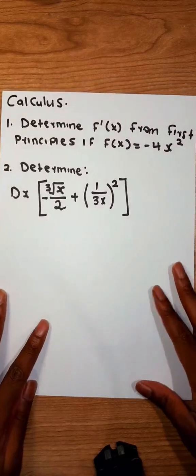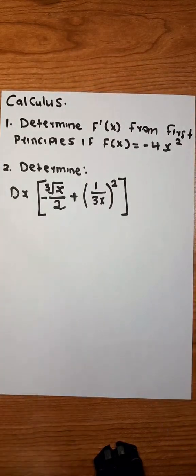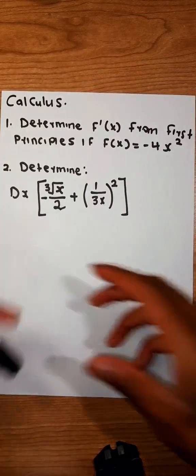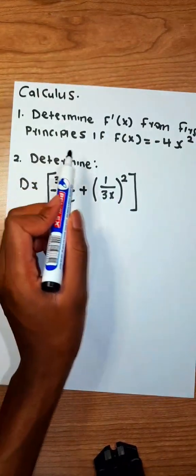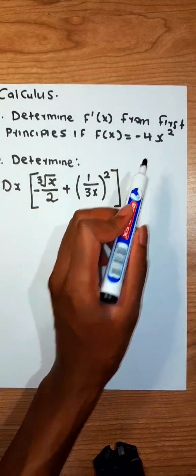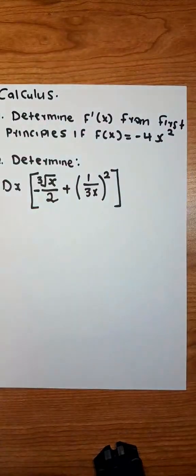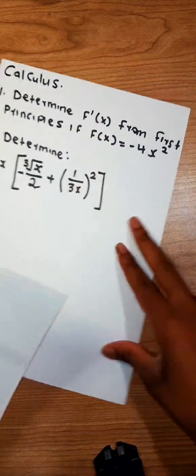Now let's actually answer this question. It is from Calculus. The question says, determine f prime of x from first principle if f of x equals minus 4x squared. Now, what is f prime of x?